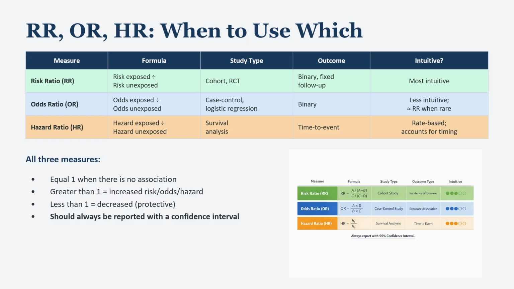One rule that applies to all three: they should always be reported with a confidence interval. A point estimate without a confidence interval tells you the best guess, but nothing about the precision of that guess. We'll cover confidence intervals in detail in Talk 3.4. For now, just remember a measure of association without a confidence interval is incomplete.